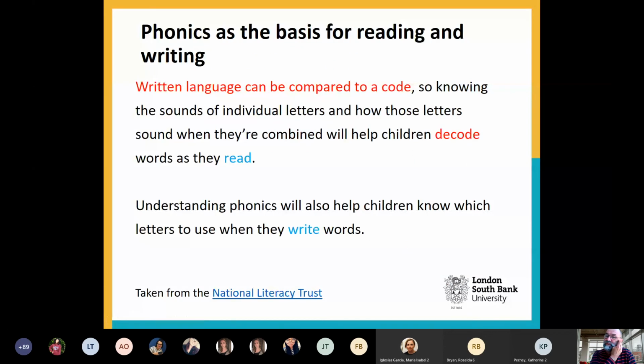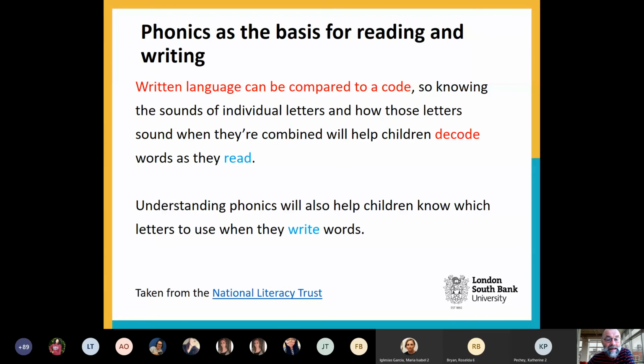Written language can be compared to a code. So knowing the sounds of individual letters and how those letters sound when they're combined will help children decode words as they read. This is some stuff from the National Literacy Trust. So we've got this relationship between reading, which is to do with blending sounds, and writing, which is to do with segmenting sounds. So breaking words apart in order to work out how to write them, and blending them in order to work out how to read words.